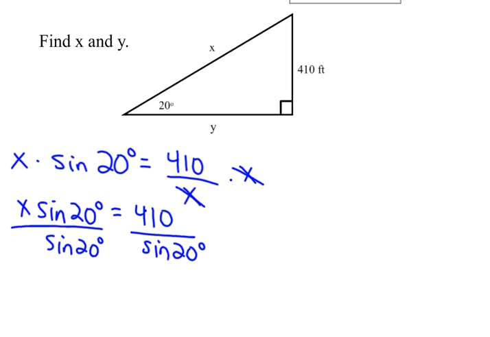On the left side, the sine of 20 degrees on the top and the bottom will cancel out, and we'll be left with just x. On the right side, we have 410 divided by the sine of 20 degrees. We can plug that right into the calculator.